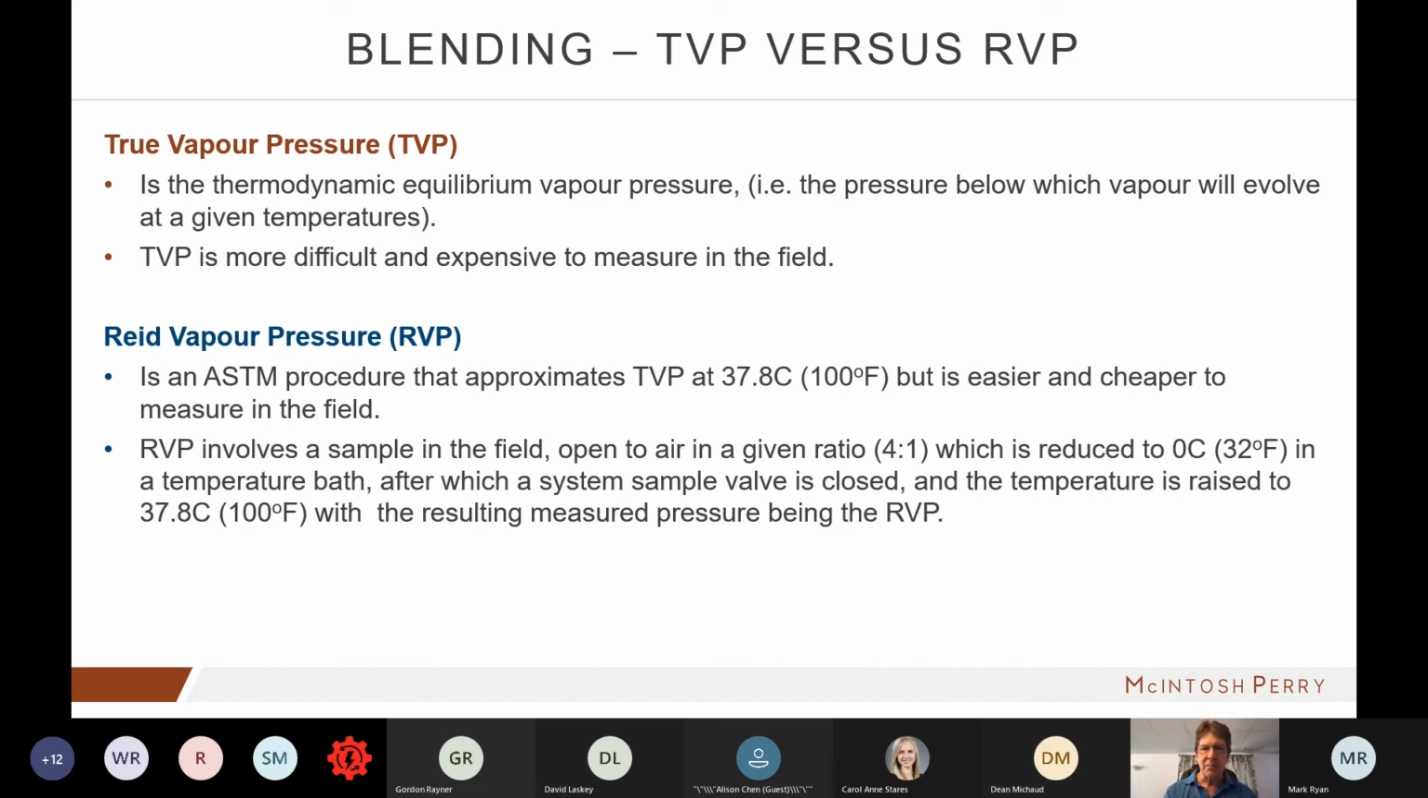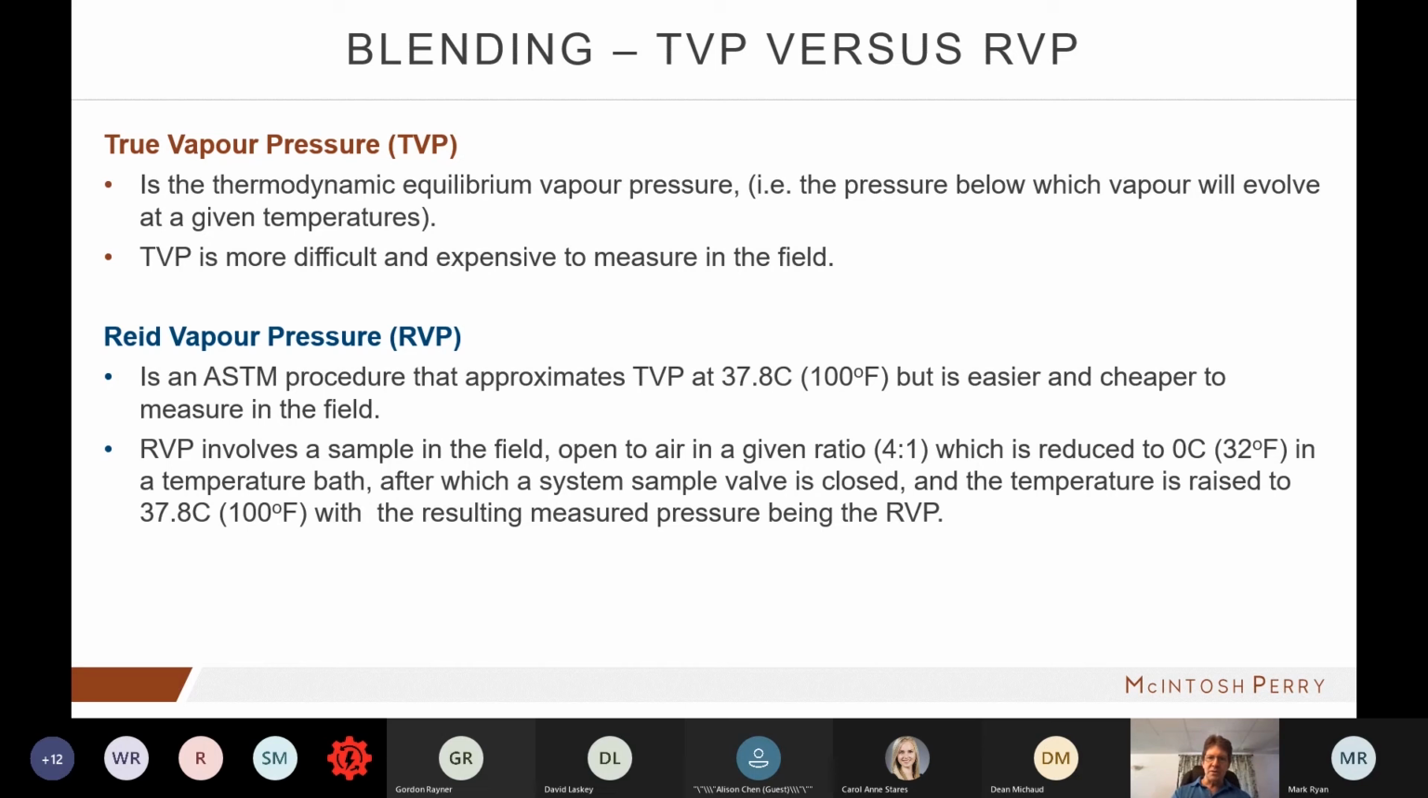So a facsimile basically was developed many decades ago, something called Reid vapor pressure. And Reid vapor pressure is not a thermodynamic property per se. It's actually a procedure, which you can see in the bullet here, that what we effectively do is we take our liquid, we put it in a sample container, and that sample container happens to have a 4-to-1 ratio of the fluid to air. So we have a valve open to the atmosphere.